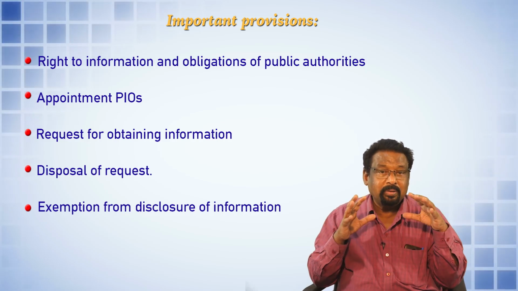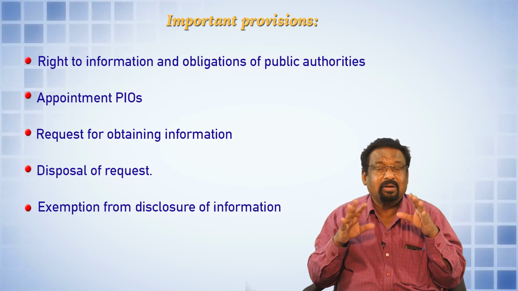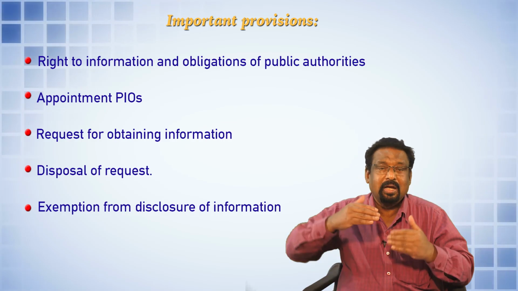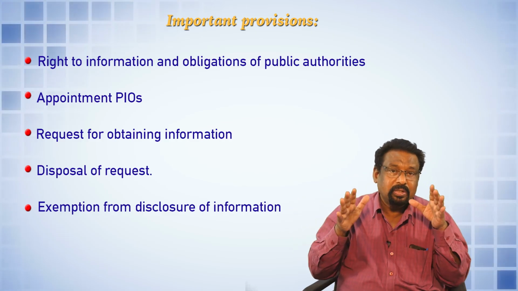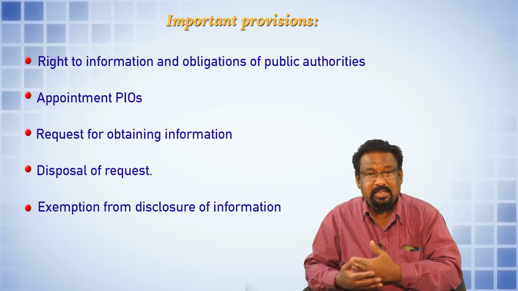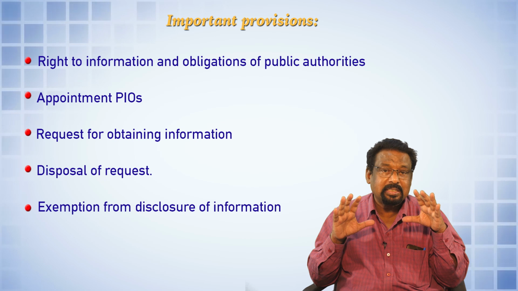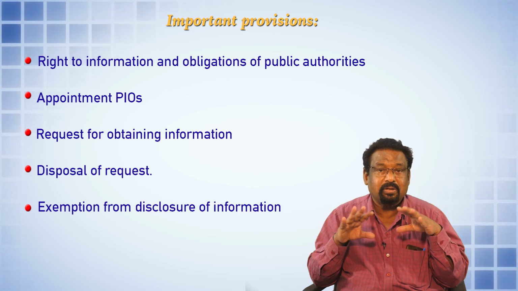Then the manner of disposal of the request is also provided, within 30 days or 90 days, whatever the case may be. There are appeal levels also. So the timeline and the manner of disposal of the request are provided in the act. And finally, what information is exempted from disclosure. If the information is found to be very confidential, then the public authority need not disclose it, but those things are provided in the act also. So that is, in a nutshell, what the Right to Information Act covers.